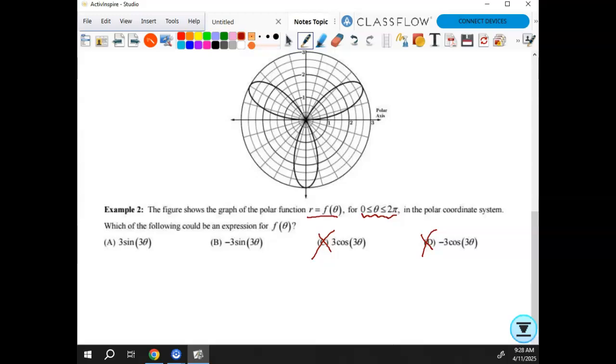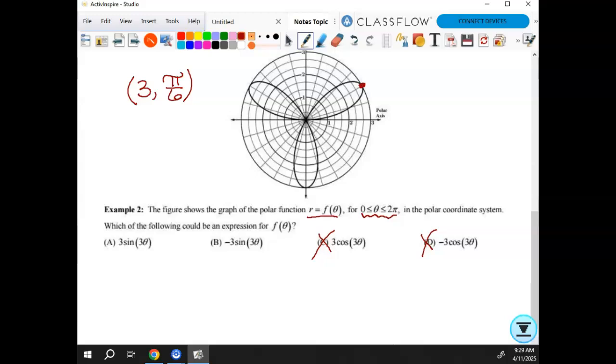But I'm going to pick this point right here, okay? Because I can see there that the radius, the r value, is 3. What is that angle right there? Pi 6, okay? So what I want to do is substitute in pi 6 down here and see which one of these will give me 3. If they both give me 3, which is a possibility when you do this, then I need to pick another point and try another one, okay?